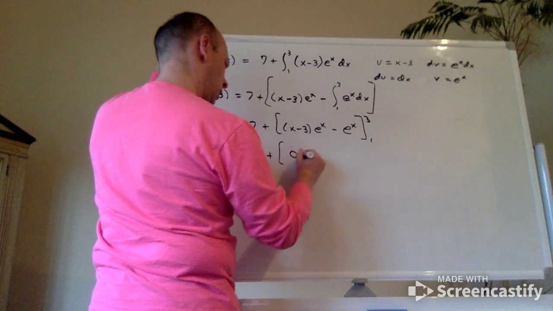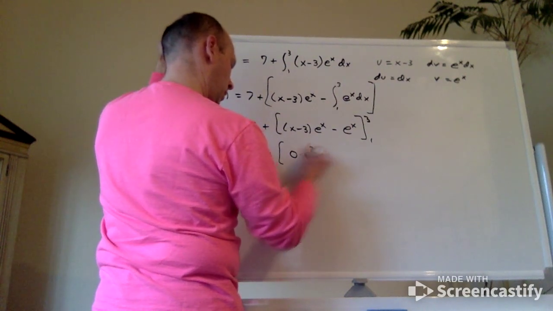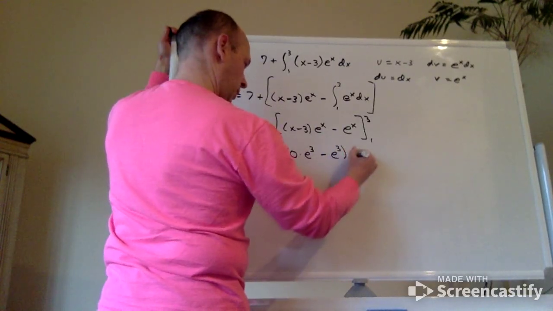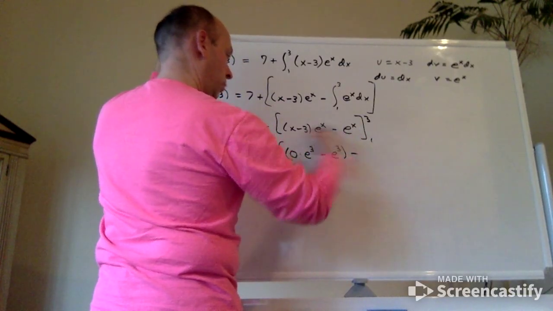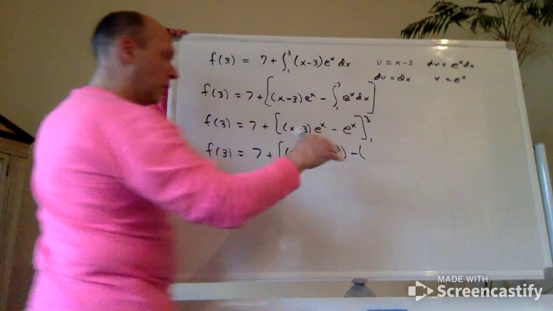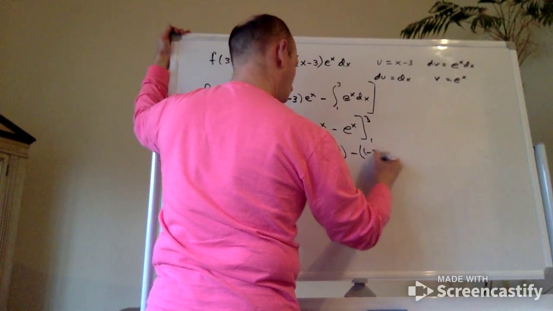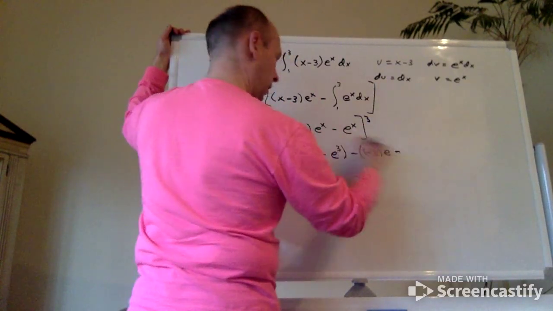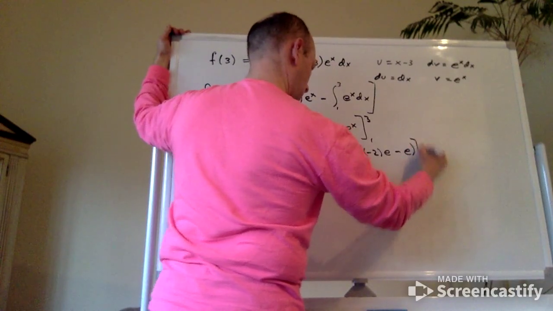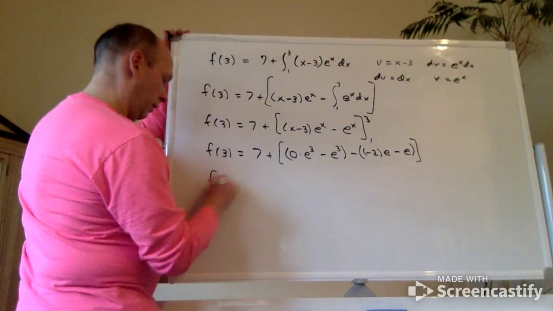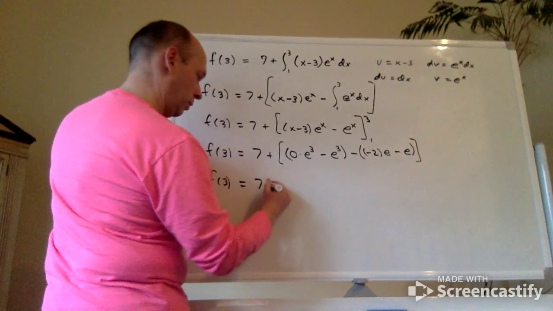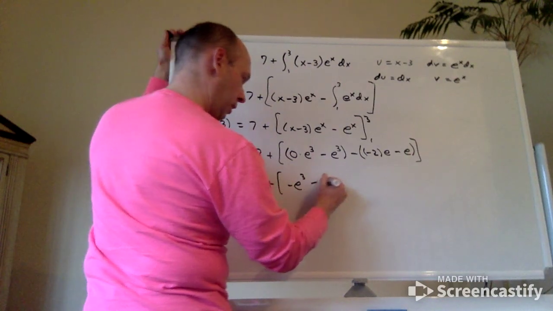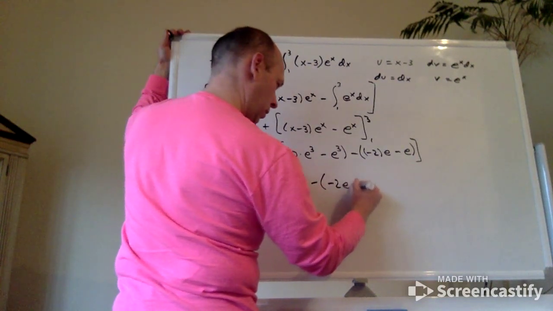So I'm going to have 0 times e to the third minus e to the third. So that's my plugging in of 3 here. I'm going to plug in 1 into all of this. I have to subtract all of it, though. So it's 1 minus 3, so it's negative 2 times e to the first minus e to the first. All right, so we have f of 3 is equal to 7 plus, well, that's 0, that's a negative e cubed, minus, and this is a negative 2e minus e.